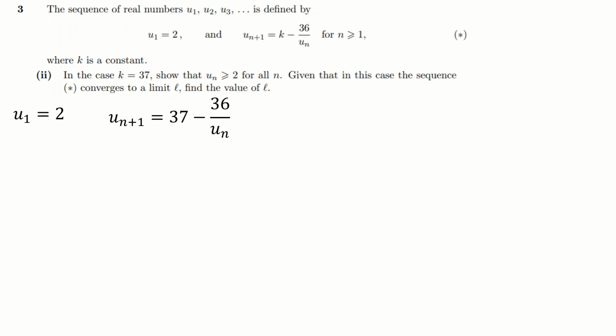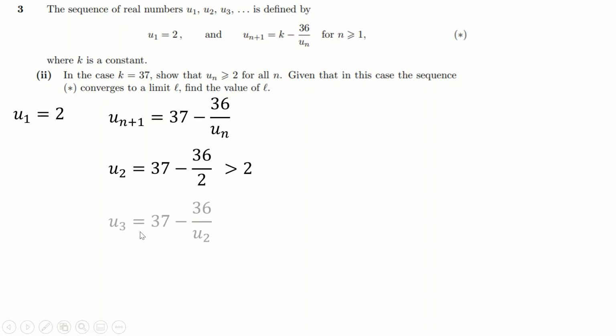Okay, last part of the question then. In the case k is 37, show that un is greater or equal to 2 for all n. Now this is quite fiddly, but listen up carefully, because I'm going to try and explain this as carefully as I can. So u1 is 2 as always, and then this is the recurrence relation, but I've got k is 37 now. Now let's just figure out what u2 is. u2 is 37 minus 36 over 2, because u1 is 2. We've done this a couple of times. Now I'm not going to work out what this actually is. What I'm going to say though, is I'm pretty sure that's bigger than 2. You can work it out if you want to, but I think it's bigger than 2.